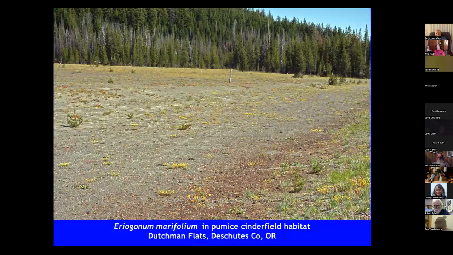Here's what the habitat looks like at Dutchman Flats near Bend, Oregon. It's very desolate looking country, but there's a lot of these pyrifolium plants. You can see the yellow plants out here in this desolate flat area. This is volcanic, what's the right term? Cinder fields, volcanic cinder fields. Anyway, this is our buckwheat out here, this yellow one. And if you look around, you'll see the red ones out here as well, the males and the females.